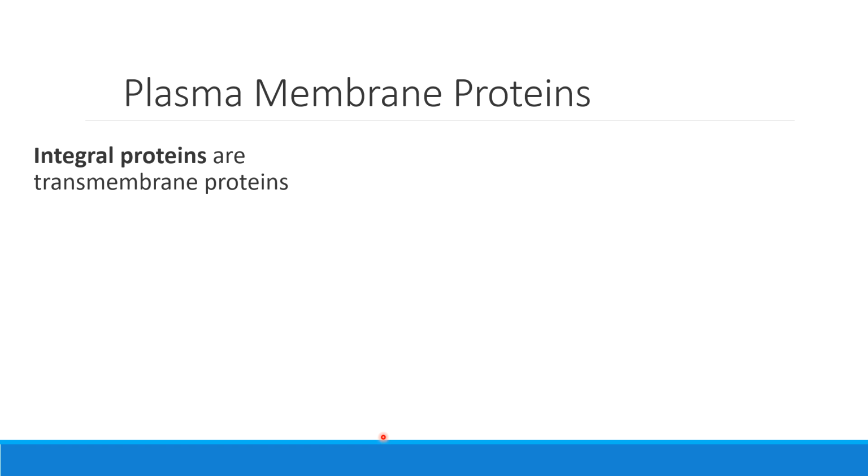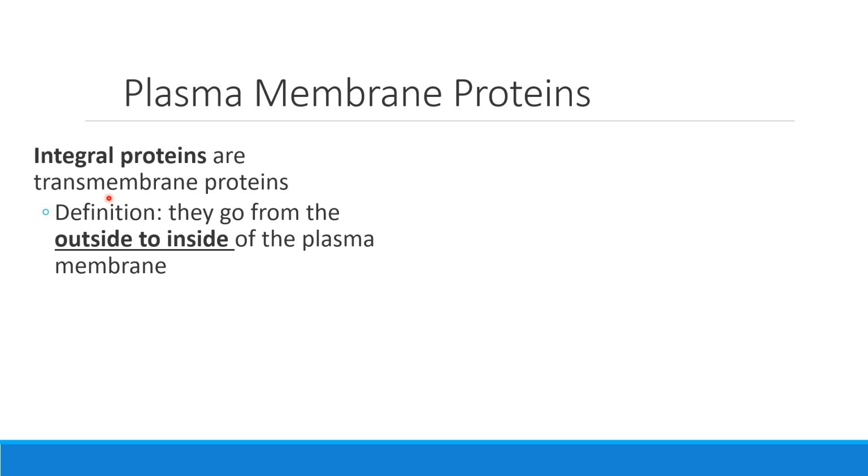There are many different kinds of proteins in the plasma membrane of a cell. Some of those proteins are called integral proteins. And when I talk about integral proteins, I could also call them a transmembrane protein. Transmembrane means that I go all the way from outside the membrane, all the way through it to the inside. So a transmembrane protein goes from the outside to the inside.